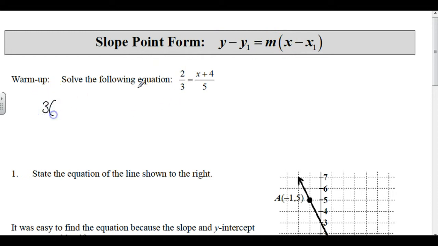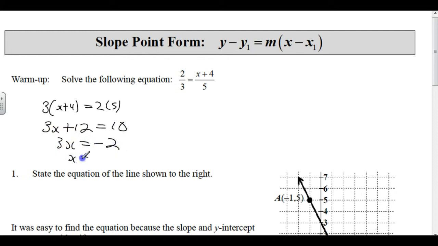So we're going to cross multiply. 3 times x plus 4 is equal to 2 times 5. Now, since that's 10 and I can't divide by 3, I'm going to expand this out. 3x plus 12 is equal to 10. 3x is equal to negative 2, and x is negative 2/3.